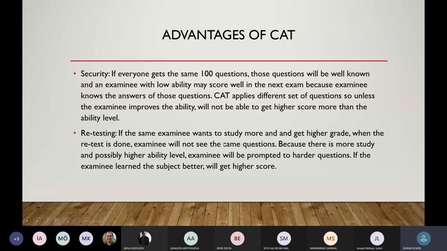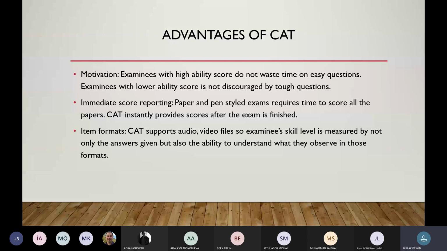So, motivation. Examinees with high ability do not waste time on easy questions, and examinees with lower ability are not discouraged by tough questions. Immediate score reporting, this is actually important. Paper and pen styled exams require time to score all the papers. CAT instantly provides scores after the exam is finished. CAT supports different formats like audio, video, image files. So skill level is measured by not only the answers given, but also the ability to understand what they observe in those formats.